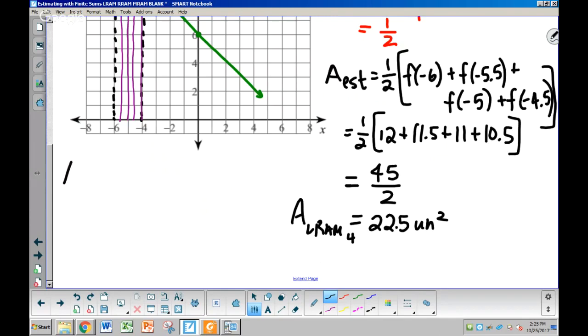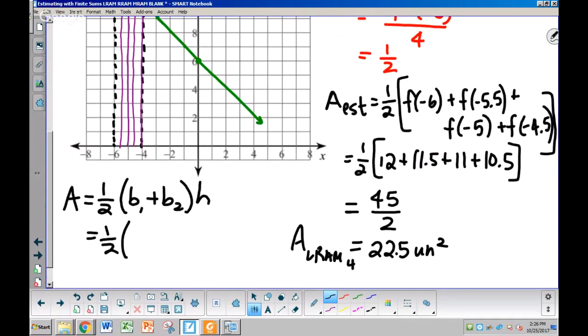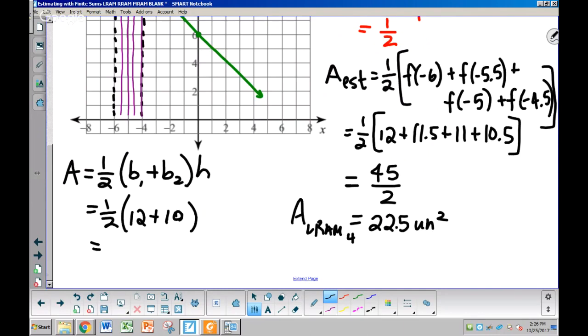So what is the real area? Area of a trapezoid, which is 1/2 the sum of the bases times the height. Well, base 1 is going to be this length here, which we said was 12, plus the height at -4. Sorry, it should be plus 10, not 10.5. Right, it's 10. You're right. Thank you. And so this is going to be 22 over 2.